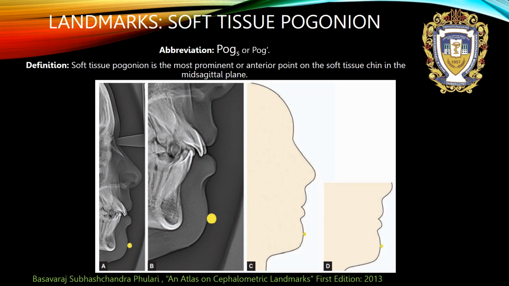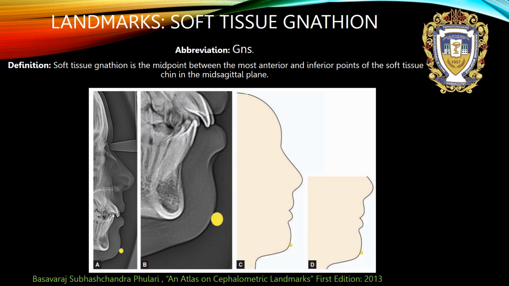And soft tissue pogonion is the most prominent or anterior point of the soft tissue chin in the mid-sagittal plane. Soft tissue gnathion is the midpoint between the most anterior and inferior points of the soft tissue chin in the mid-sagittal plane.